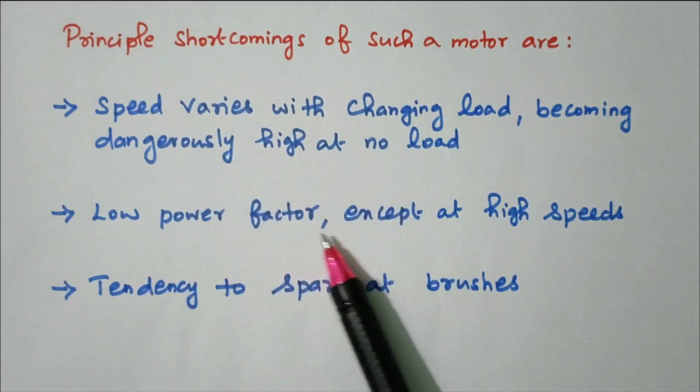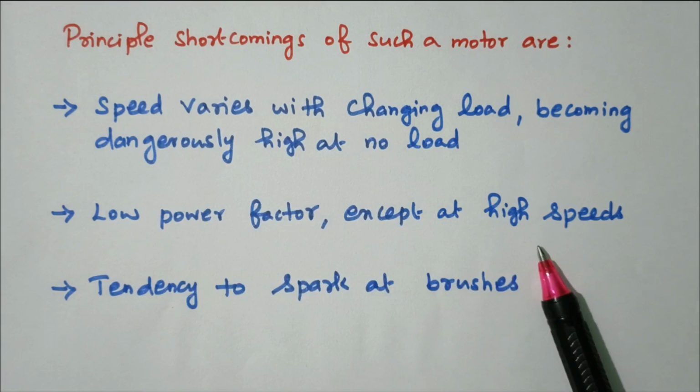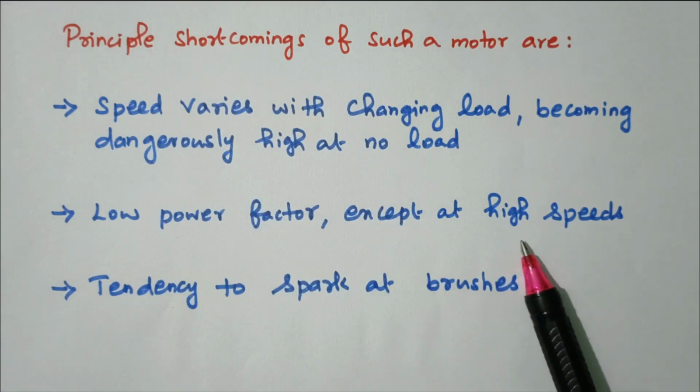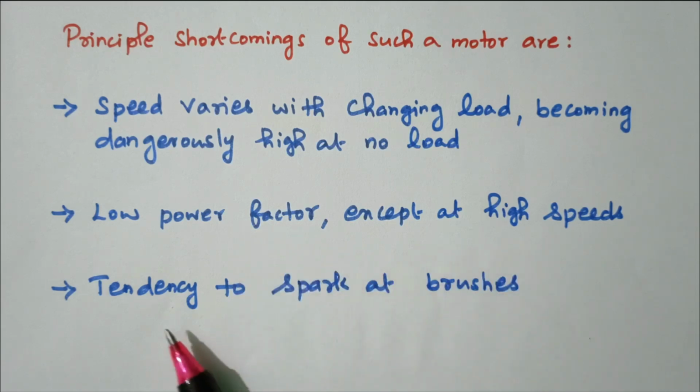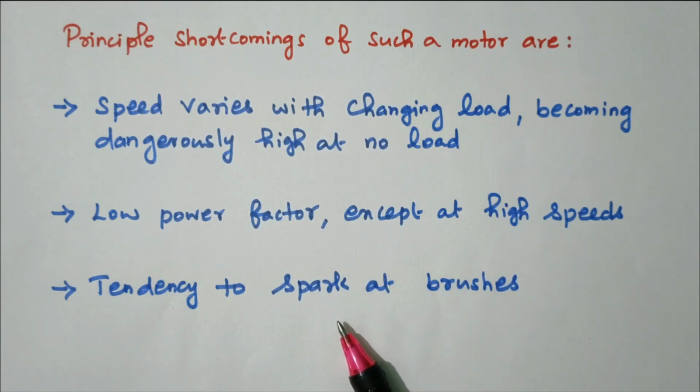Low power factor except at high speed. High speed means no problem, but at low speed the power factor will be low. Tendency to spark at brushes. It's a common problem, as a DC motor has the common problem of sparking, so here also sparking occurs.